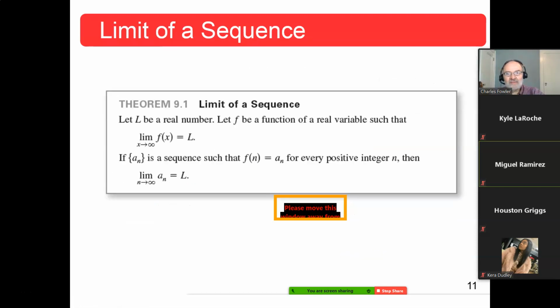So here, in fact, this is where we should have started. I'm sorry, I was on the wrong mark here. This is where we should start. Let L be a real number, any old real number, if f is a function of a real variable x such that the limit as x approaches infinity of f of x is equal to L.